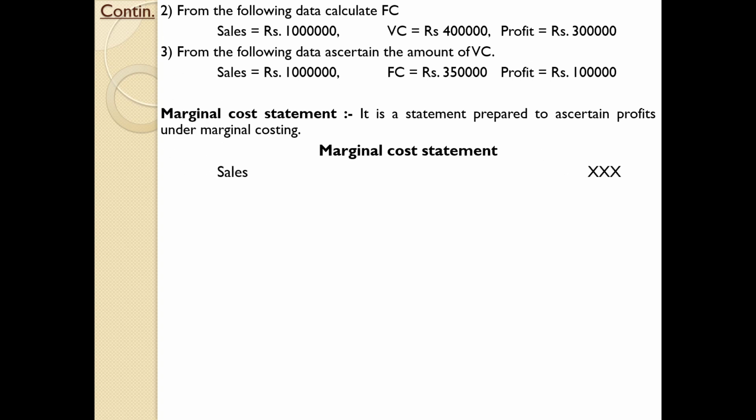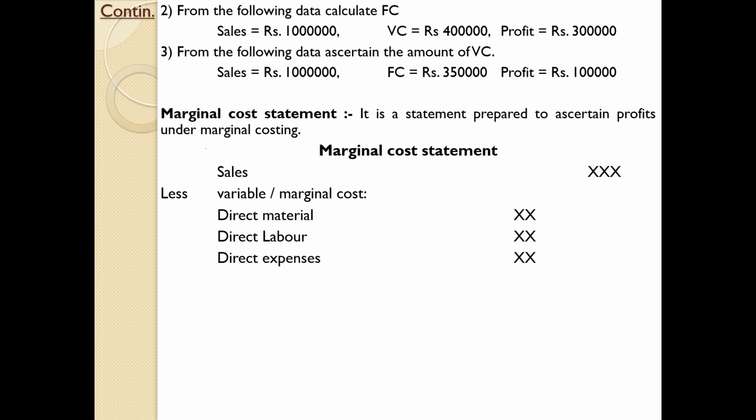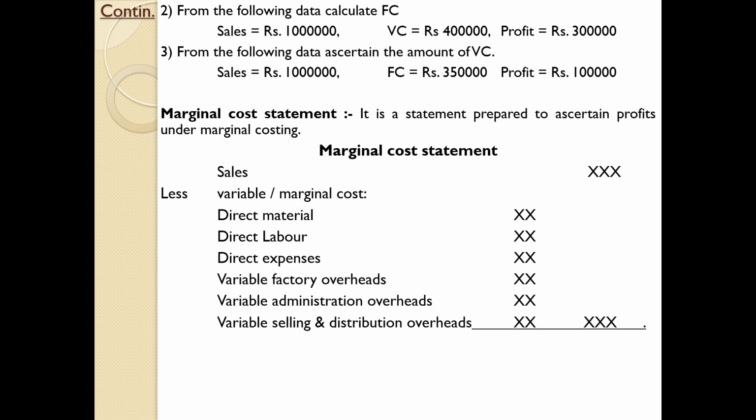The statement starts with sales, from which variable costs are deducted. Sometimes variable cost may be given as a single amount, but sometimes it may be given as individual items such as direct material, direct labor, direct expenses, direct variable factory overheads, variable administrative overheads. Sometimes these three items, variable selling and distribution overhead, can be said as variable overheads. Sometimes they may be given as individual items, and sometimes all these items may be given as a single amount as variable cost.